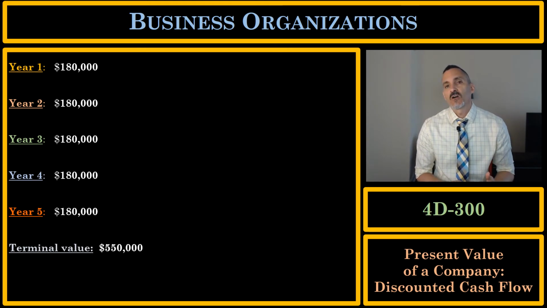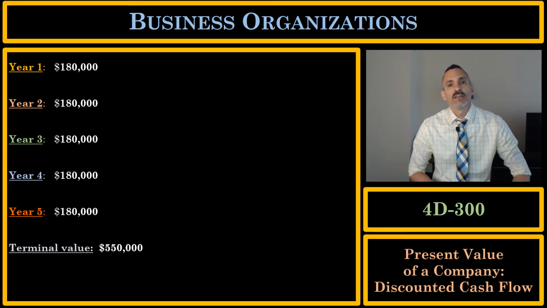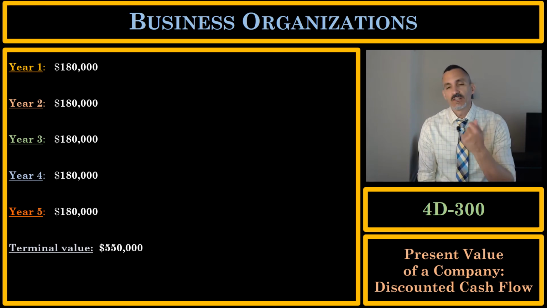So these are our future cash flows. In 1 year, we're going to have $180,000 cash flow. In the second year, we're going to have another $180,000 in cash flow. 3, 4, 5, same thing, $180,000 in cash flow each of those years. And then at the end of year 5, we're going to have another cash flow, right, a theoretical cash flow, the terminal value of the company. If we were to sell the company at the end of 5 years, this is what we would get. Or if we were to take the company and liquidate it, pay off all of its debts, we would be left with this. So we're just going to assume that the termination value of this company is $550,000.